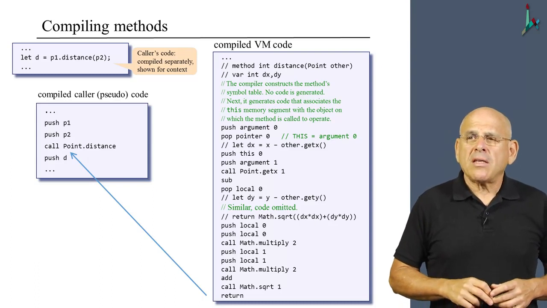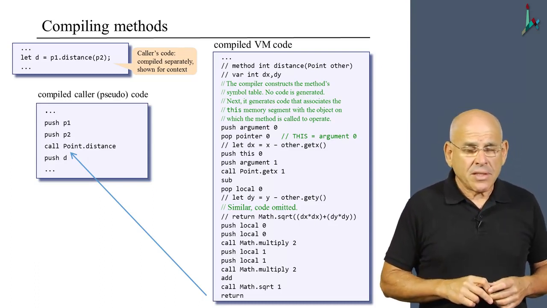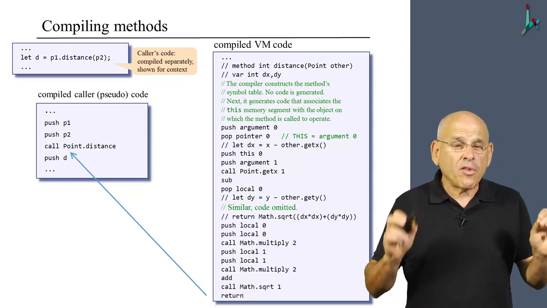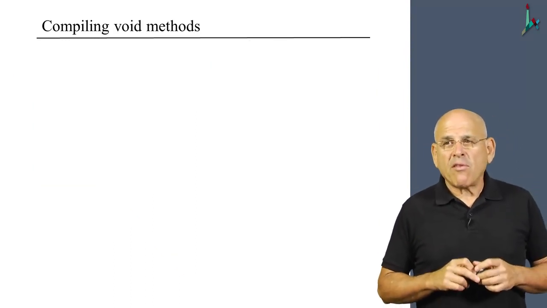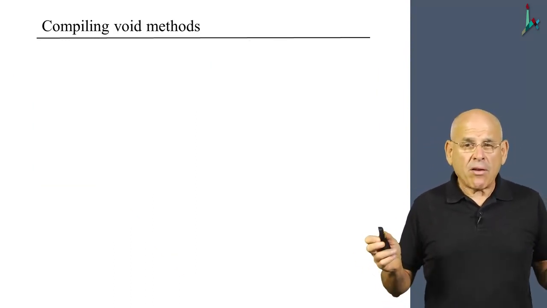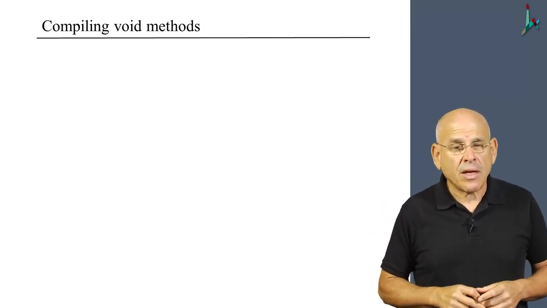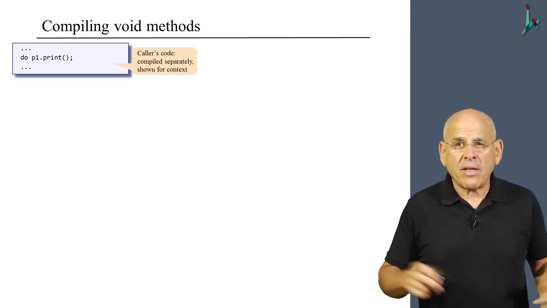All right, so we know how to handle methods, and with that in mind, here's a very important footnote. How do we handle void methods? Well, void methods are very similar to regular methods. However, they return no value. At least in the high-level view of the code, it looks like they return no value.